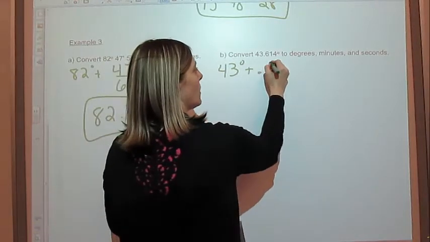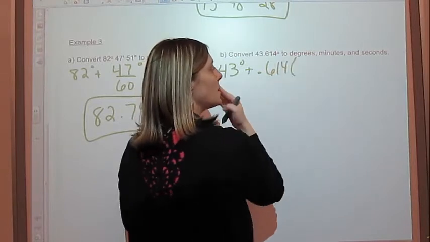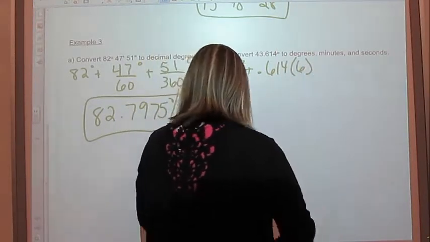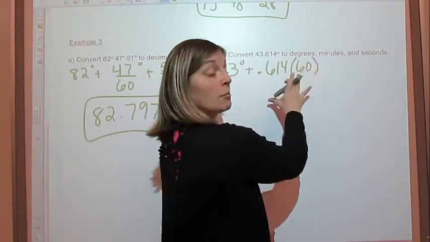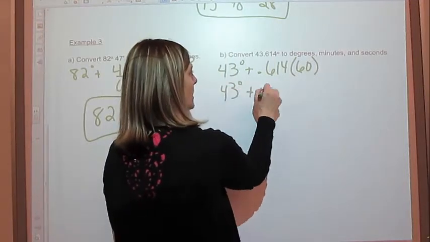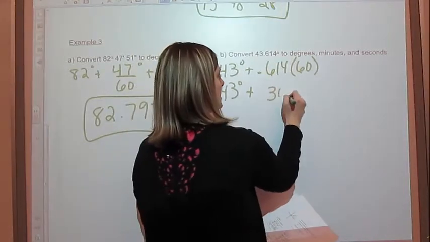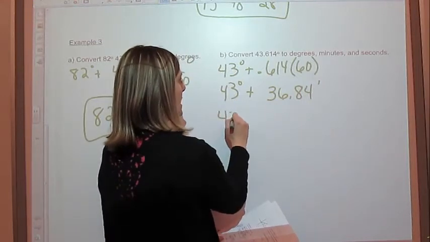And then we say, okay, well, now we have 0.614 degrees, and we're going to multiply that by 60 to get the number of minutes, okay? So when we do this piece on the calculator, we get 36.84 minutes.